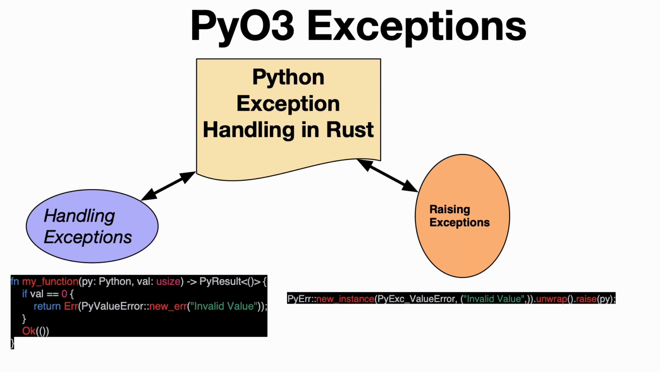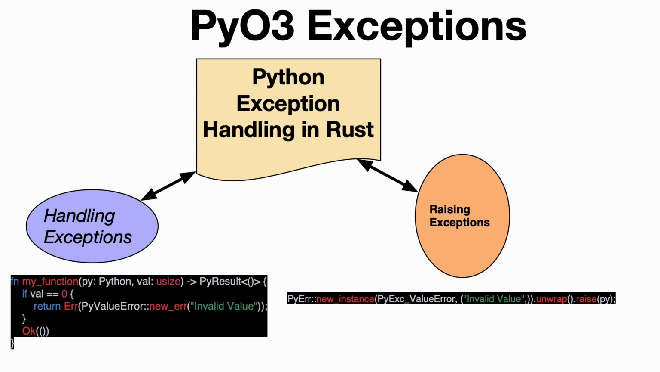Well, first up, in raising exceptions, you can see here that you can use a new PyError instance or PyError from type to create a Python exception, and then PyError raise to then raise it in Python. On the other hand, to handle the exceptions, you can use .map_err to move a Rust result error into a Python exception, or use the PyFunction attribute and return PyResult. And you can see this in this function from Rust below.